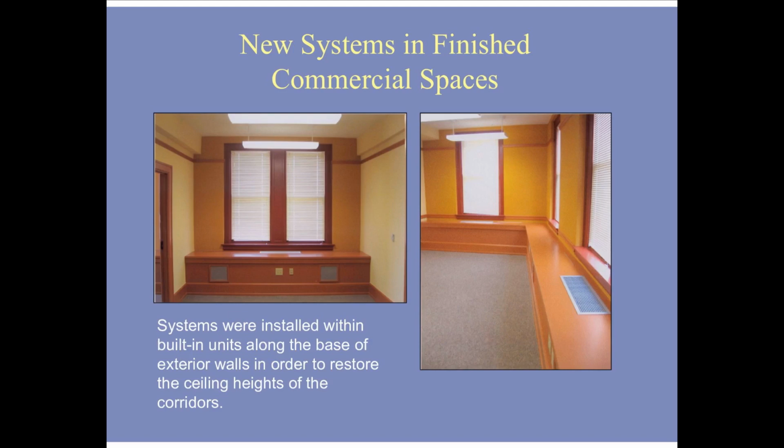In order to remove the inappropriate features from the corridor ceilings, building systems including ducts, electrical, and communications cables were routed along the base of the exterior walls, below the historic window sills, and concealed within a built-in casing that resembles a window seat or low counter.